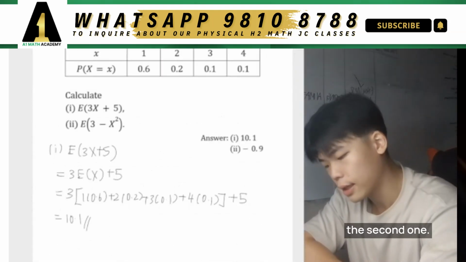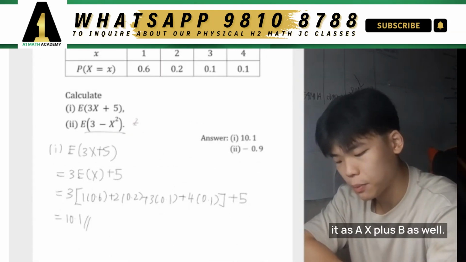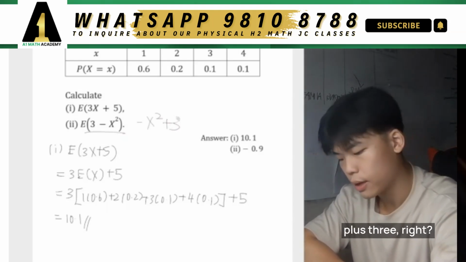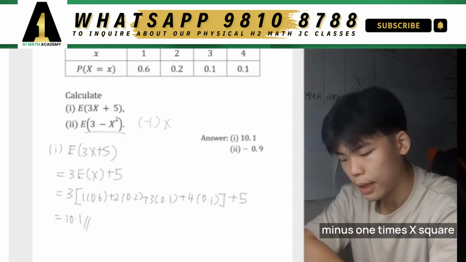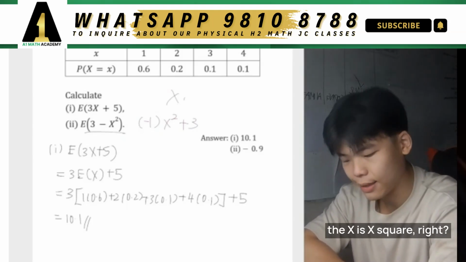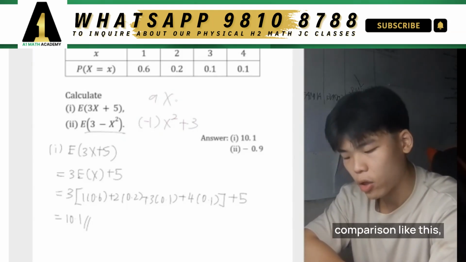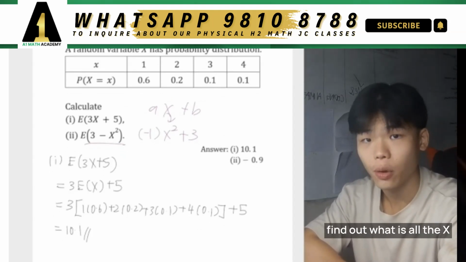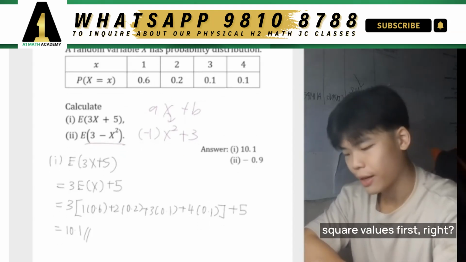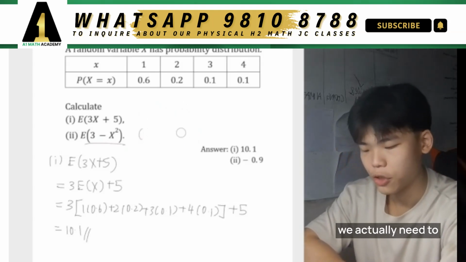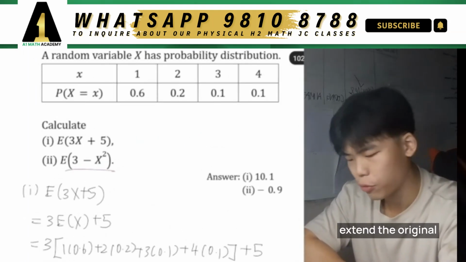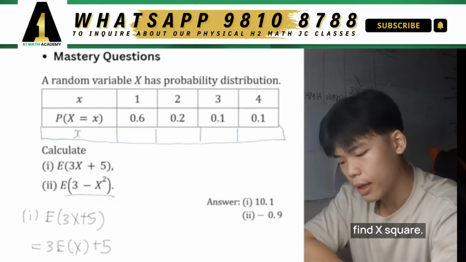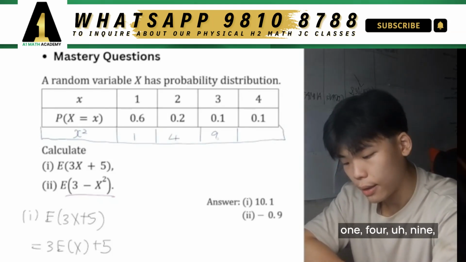Same thing for the second one. This one, you can view it as aX plus b as well. So aX plus b is the same thing, but now it's just minus X squared plus 3. So you can view it as minus 1 times X squared plus 3, whereby the X is X squared. If we were to do a direct comparison like this, the X is the X squared. So because we have X squared, we need to first find out all the X squared values. And for part ii, we actually need to draw another table for this, or we can just extend the original table that we had. Okay, so let me just extend the original table over here, and I want to find X squared. So X squared will be 1, 4, 9, 16.